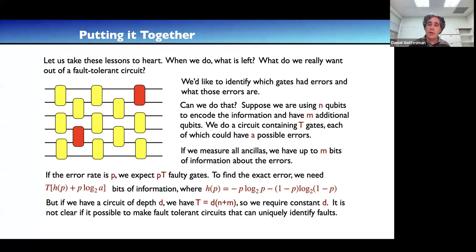And so in particular, if we have a circuit that takes D time steps, it has depth D, then that means that T is going to be D times the total number of qubits we have. And so if we look to bigger and bigger circuits that have larger and larger values of N and M, well, that means that T is already linear in N and M, and so this D has to stay constant. It can't get bigger, because if D got bigger as we made N or M larger, then that means that the number of gates that we would have would increase more than linearly with M, and in particular, the number of bits of information that we need to identify the error would increase more than linearly.